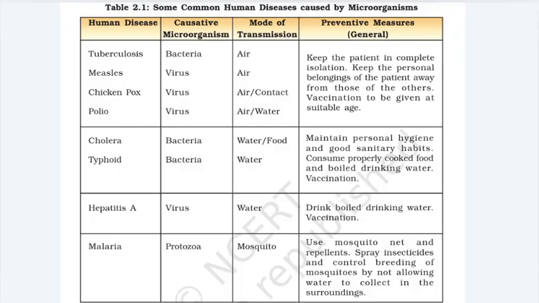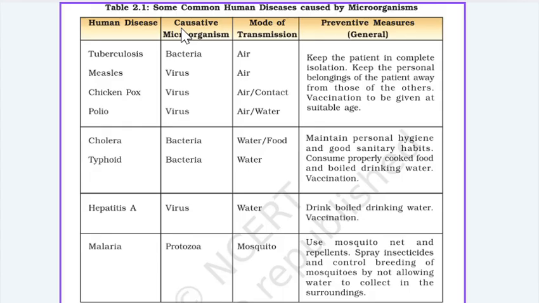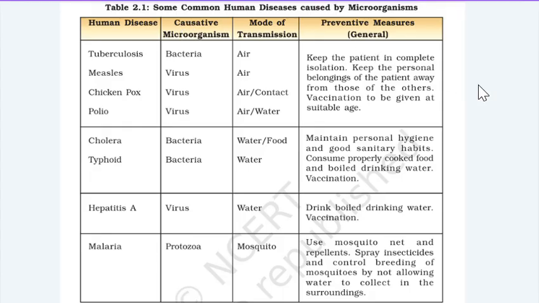This is a very important table in your NCERT: some common human diseases caused by microorganisms. We'll be looking at the human disease, the causative microorganisms, the mode of transmission, and the preventive measure. Your first disease is tuberculosis. It is caused by bacteria, and your mode of transmission is air. Second disease is measles, caused by a virus. Your mode of transmission is again air. Third disease, chickenpox. Causative microorganisms are viruses. Mode of transmission is air or contact.